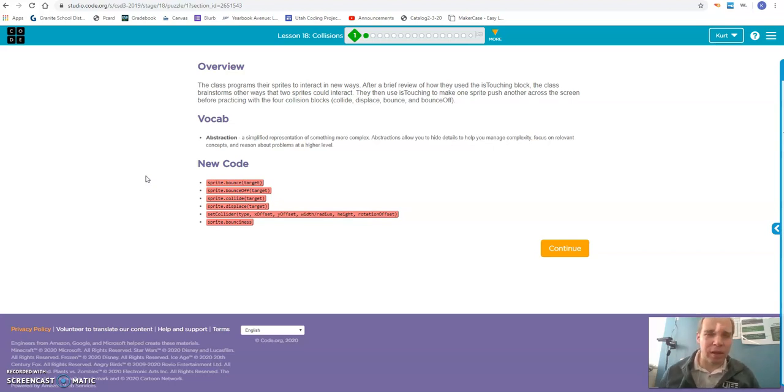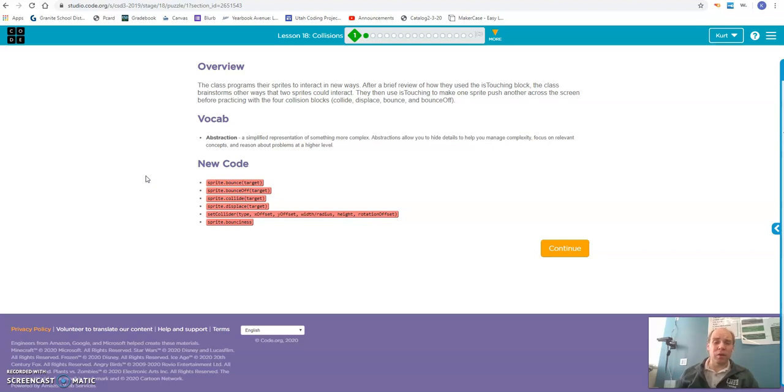Under the vocabulary for this lesson, we have abstraction, a simplified representation of something more complex. Abstractions allow you to hide details to help you manage complexity, focus on relevant concepts, and reason about problems at a higher level. The code we're looking at, of course, is those 4 blocks that were mentioned earlier: the sprite.bounce, the sprite.bounce off, the sprite.collide, sprite.displace, the set collider, and the sprite.bounciness property.